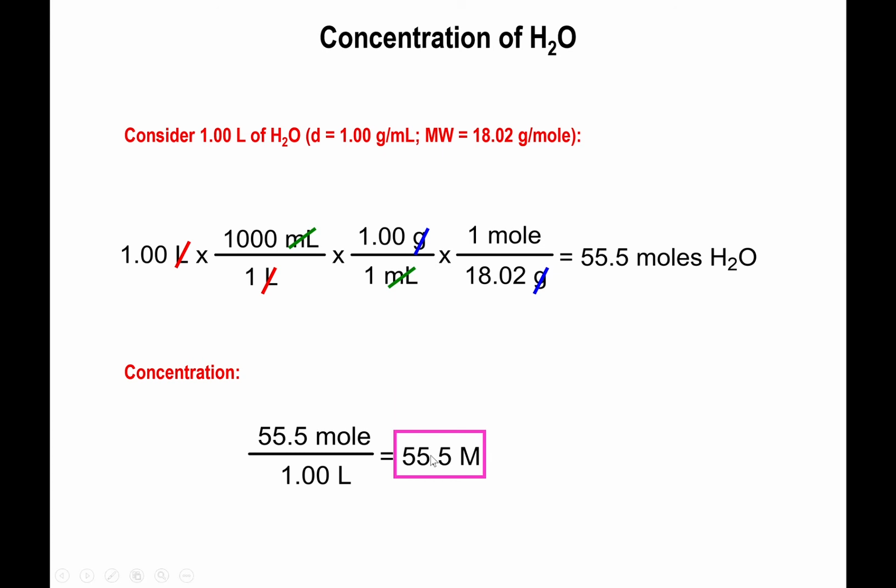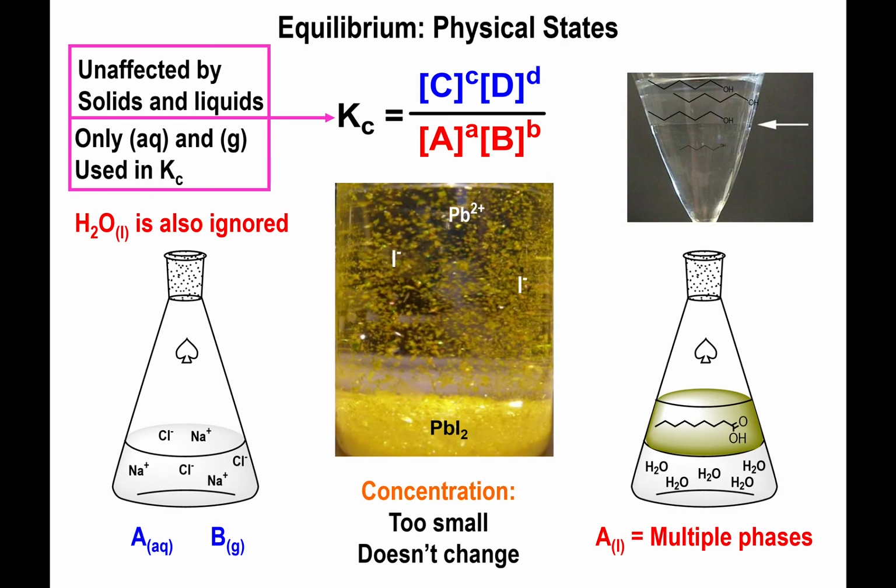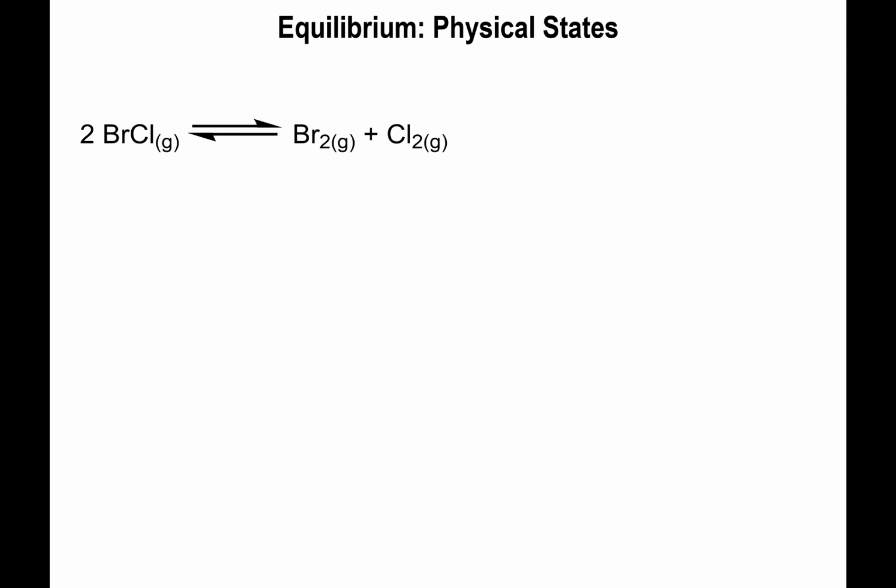So the fact that water is this concentrated, 55.5 molar, means that its concentration is not going to change all that much, even if it's a reactant or product in the reaction. It will change a tiny bit, but that tiny bit is going to be inconsequential in terms of the 55.5 molar amount that you have to start with. All right, so let's do a few examples just to give you an idea. If we have the following equation, everything here is a gas, so everything will make it into the expression.